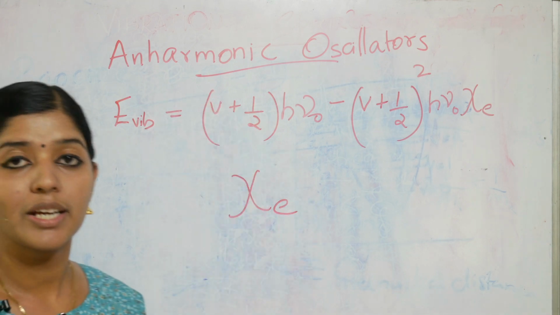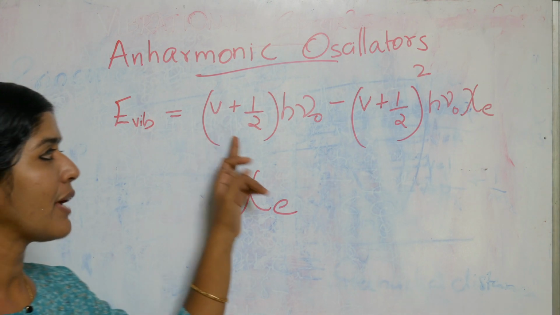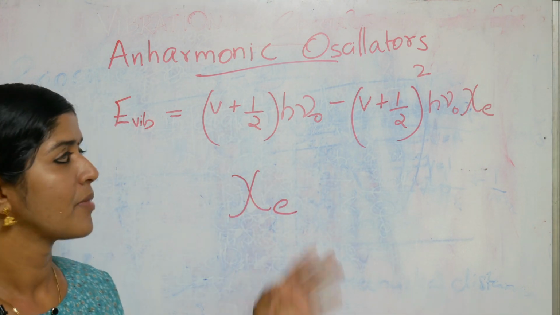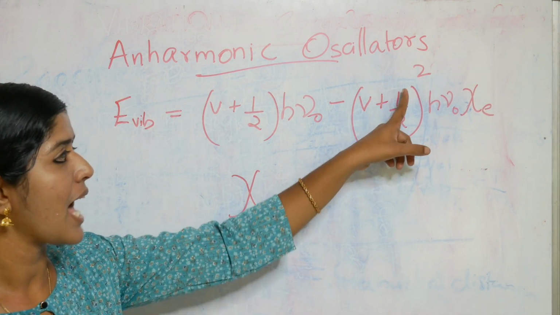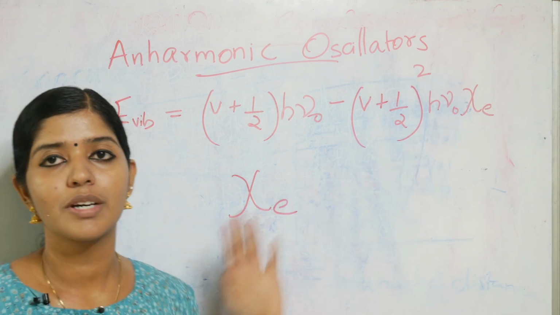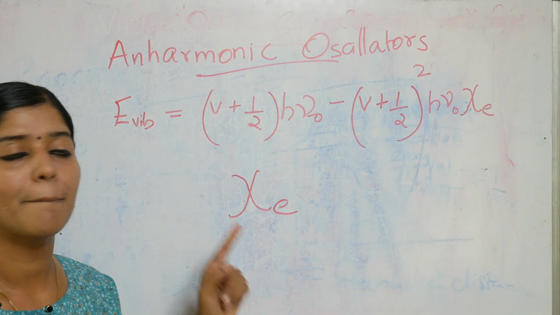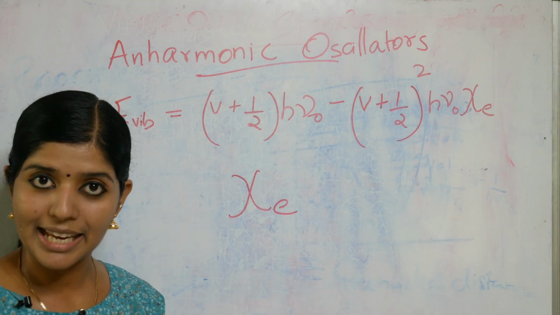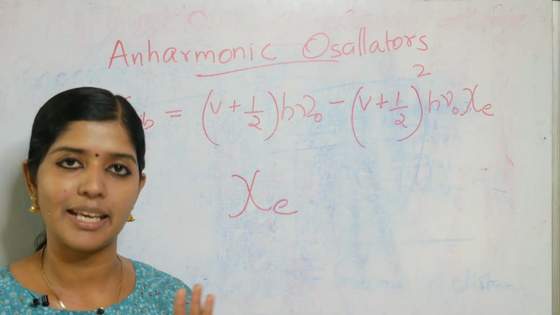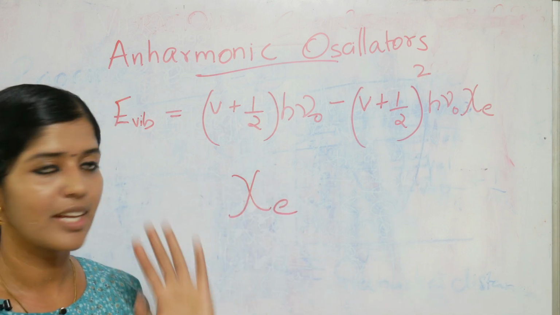So for an anharmonic oscillator, the energy of vibration is given as E is equal to V plus half into h nu 0, same as our simple harmonic oscillator, minus V plus half the whole square into h nu into chi e. Once again, E vibration is equal to V plus half into h nu minus V plus half the whole square into h nu into chi e. That is the energy equation for our anharmonic oscillator.